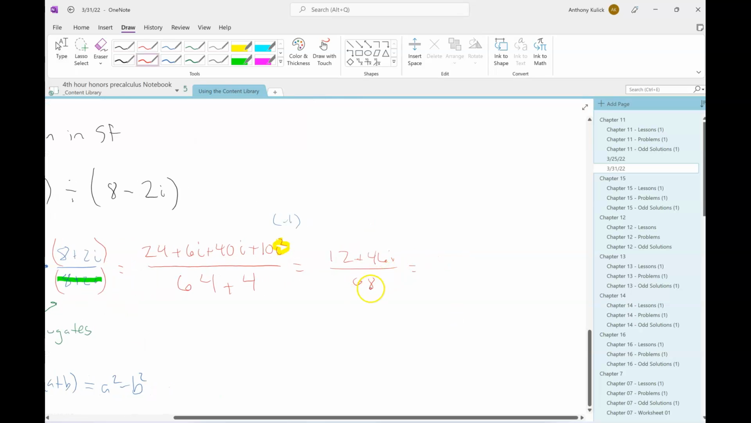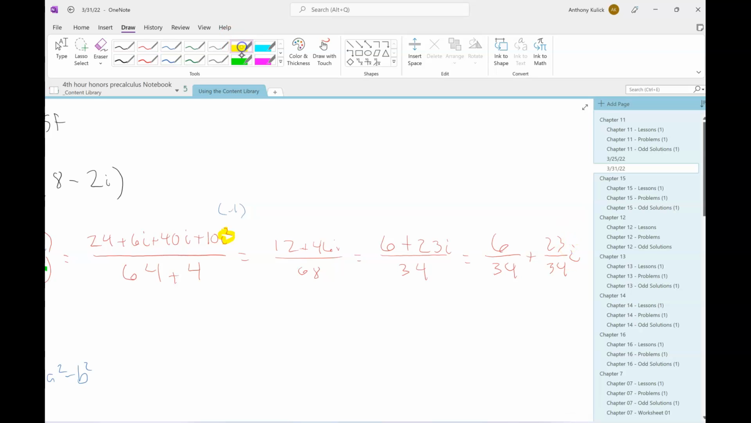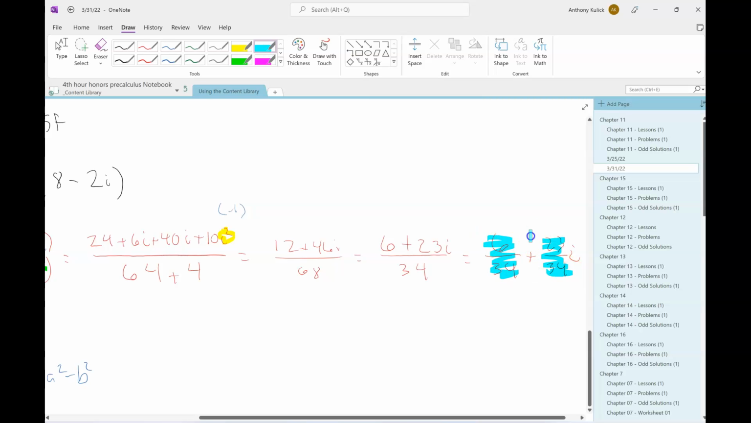And I can reduce that. So if I divide both the top and bottom by 2, I get 6 plus 23i over 34. Oops, forgot that i. And probably the better way of writing it, if we're going to be super technical, is writing it like this, where we can see the a and b. So it just looks like a plus bi. And I recognize the a, we could reduce some more.